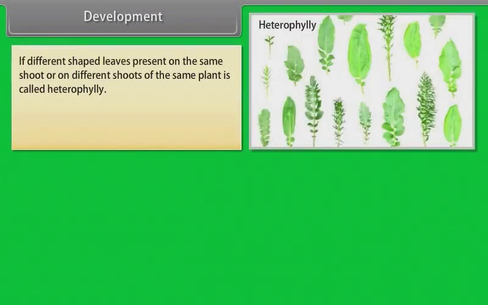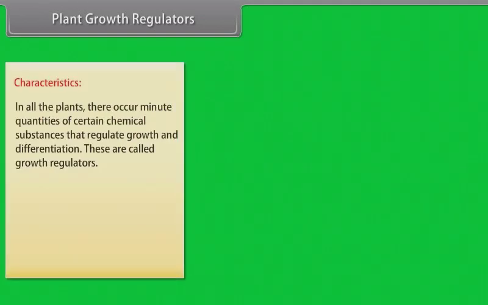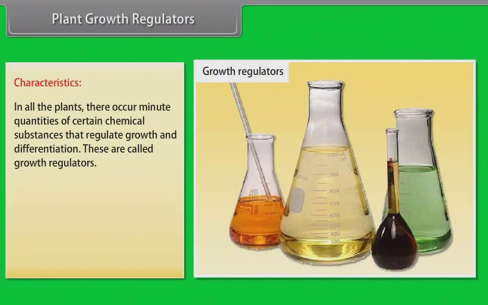If different shaped leaves are present on the same shoot or on different shoots of the same plant, it is called heterophyly. For example, water crowfoot, water starwort. Plant growth regulators. Characteristics. In all plants, there occur minute quantities of certain chemical substances that regulate growth and differentiation. These are called growth regulators.